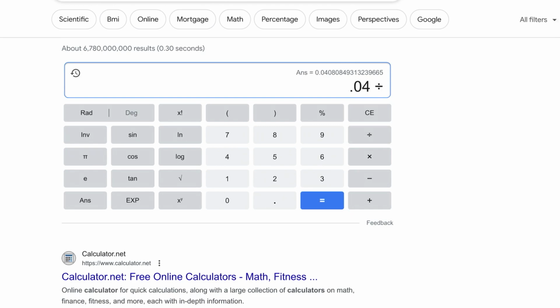0.04 divided by 12 plus 1. Raise the whole thing to the 12 minus 1. I get 0.04074154,291.